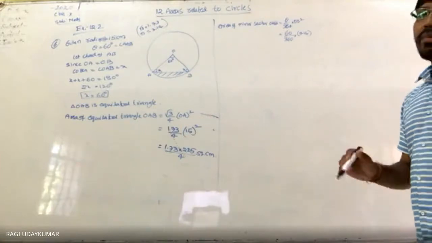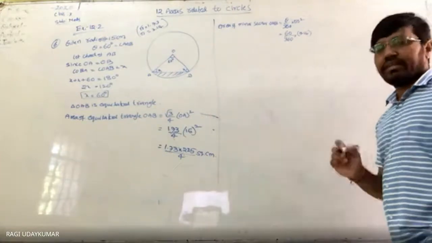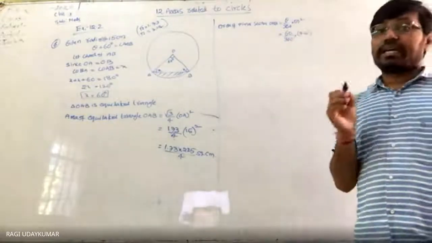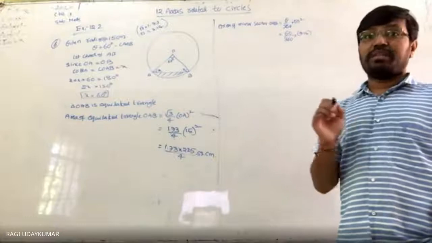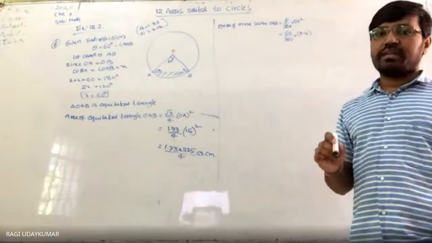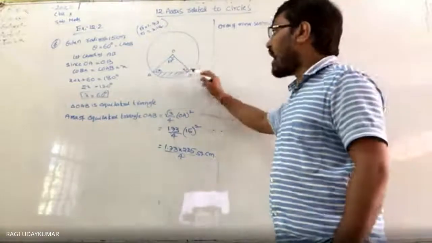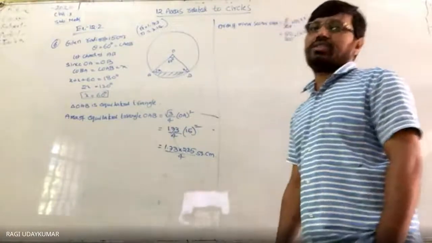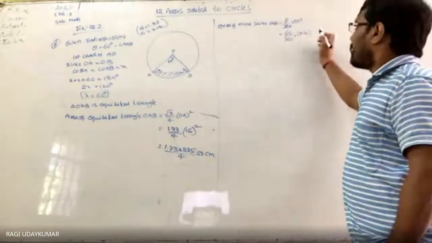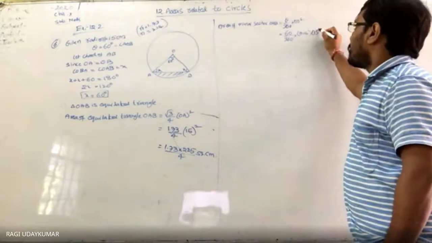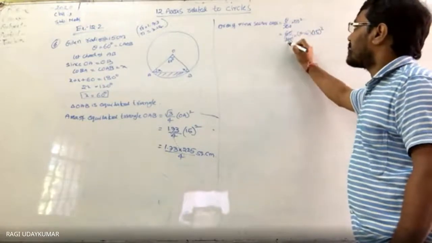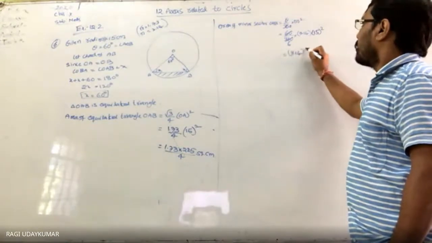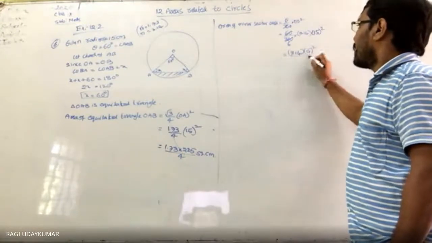So do remember the question here. While reading the question, pay more attention. The question says a chord of the circle of radius 15 centimeters. Most of the students get confused and consider this chord length to be 15 in this problem. So please don't consider it like that. Now here the r value is 15 squared. 60 by 360 is 1 by 6. So we are going to get 3.14 into 15 squared by 6.